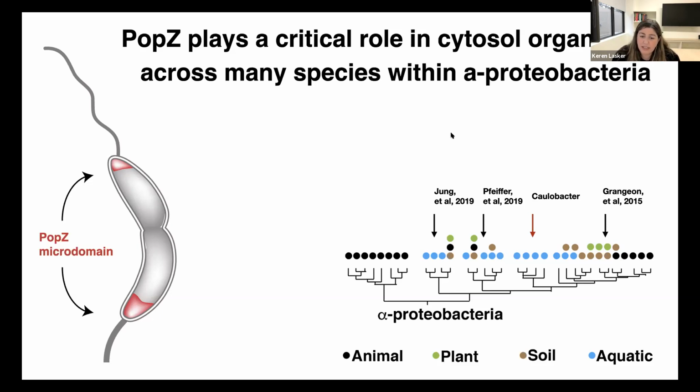And here what I'm showing you is a snapshot of the alpha phylogeny. So far, PopZ from 4 species across different orders of the phylogeny have been studied. And in all cases, PopZ was shown to self-assemble, to form a microdomain, and to play a critical role in cytosol organization. So we really believe that we're hitting here on a very important function and a very important process in cellular organization of alphaproteobacteria.